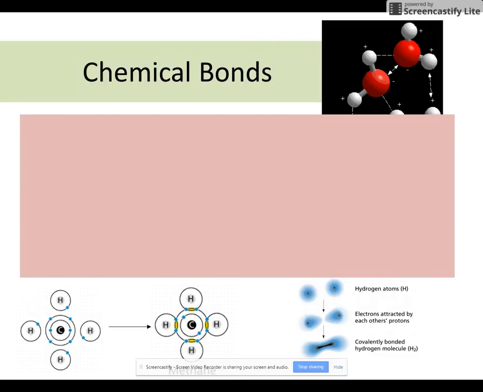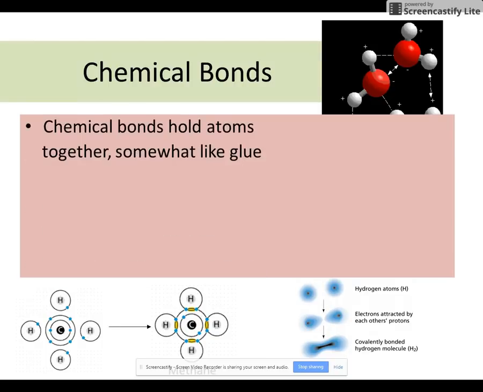Alright, so how do these elements join together, and what's it called when they are joined together? Well, this is called a chemical bond. So chemical bonds hold atoms together kind of like glue. It's almost like gluing them together.